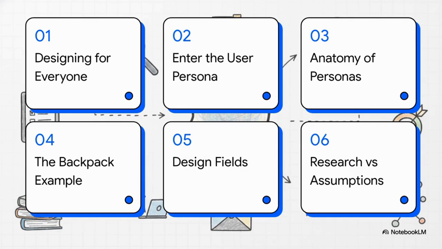Okay, let's dive straight into our agenda. We're covering 1. Designing for everyone fails. 2. Enter the user persona. 3. The anatomy of personas. 4. The backpack example, featuring Ria. 5. Personas across design fields. And 6. Research over assumptions.